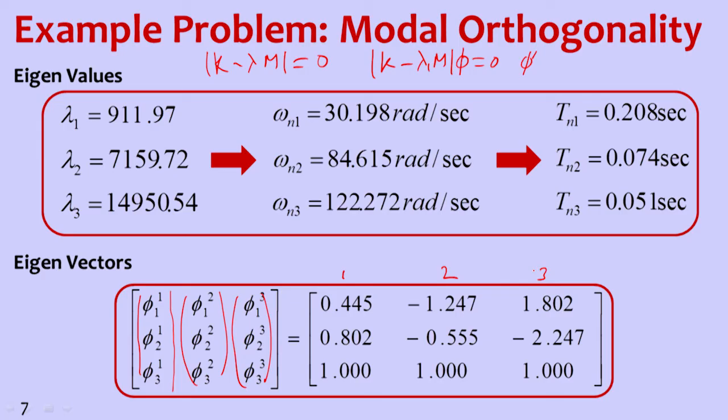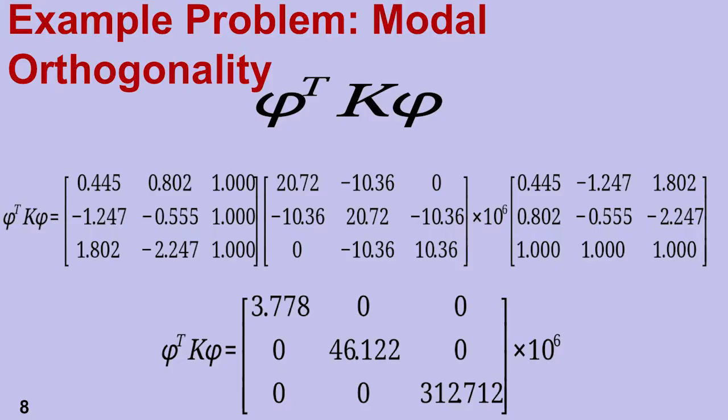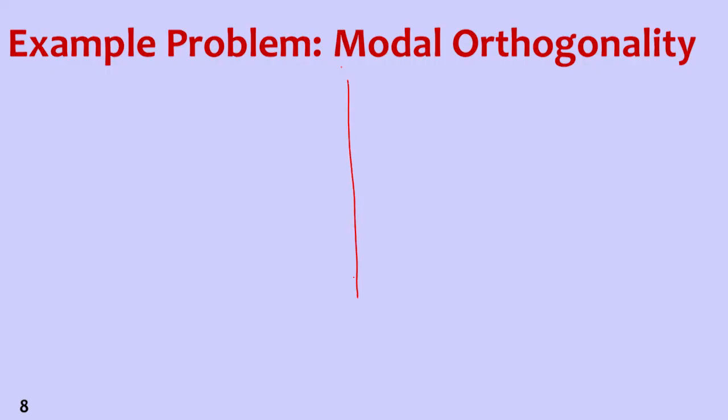So what we are trying to discuss in this class is how these things are orthogonal to each other. Matrix wise, if we solve phi transpose k phi, where phi transpose is the modal matrix, this is k, and this is phi. If you solve this one, we get diagonal terms. How do we multiply? First this and this we multiply, and the product of that we multiply with this one. So we will get this matrix. Okay, but let us discuss how this has come.